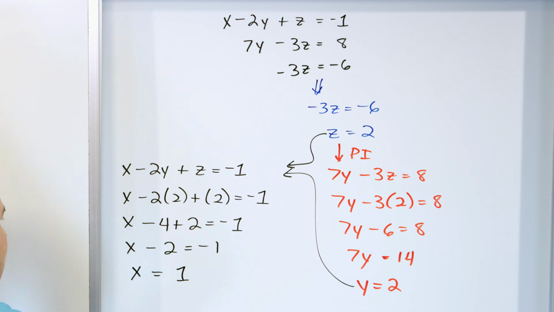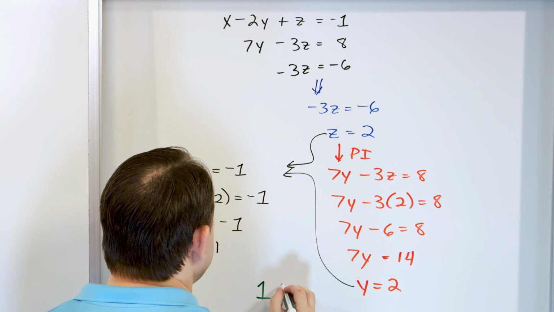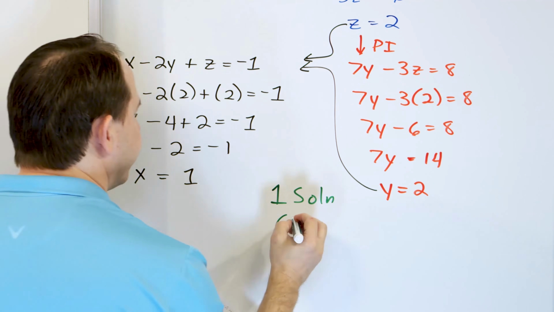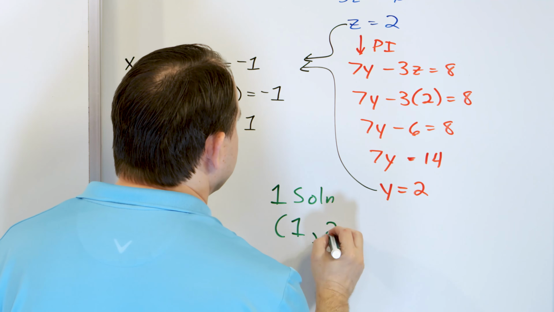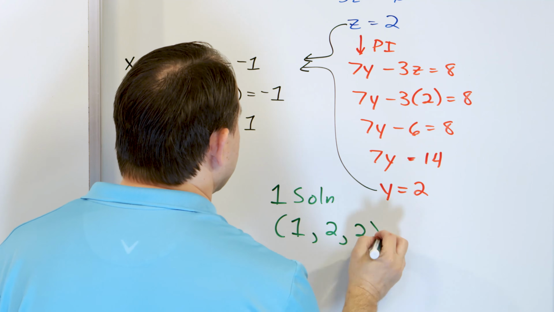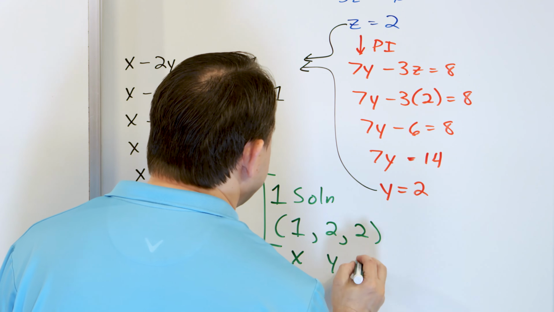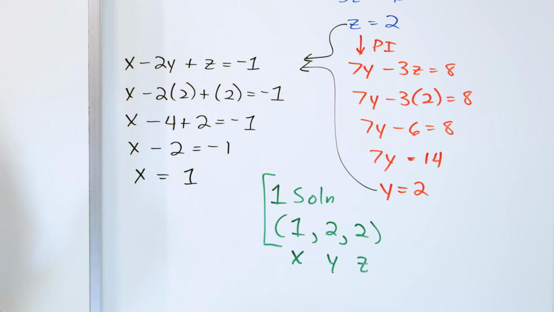So I have the x and the y and the z value. That means there's one solution, which is a point. The x value is 1. The y value is 2. The z value is 2. So that's a point in space, the intersection point of those planes, 1, 2, 2. Of course, this is the x variable, the y variable, the z variable, as always.